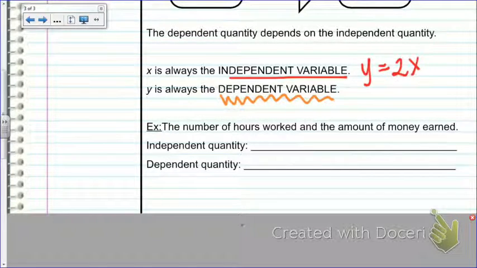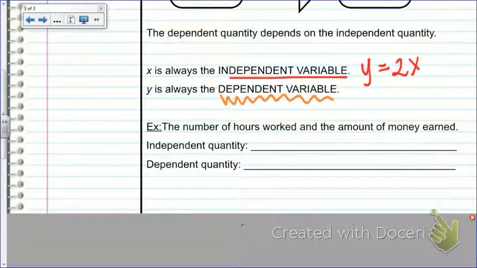What is it that is affecting the other? Or, in other words, what do you have control over? Do you have control over the number of hours you worked? Or do you have control over how much money you earn? Tell your neighbor. Let's think about the situation. You as a worker can't say, well, I want to earn $50 this week, so I want to earn $50 and that's all I'm going to work. You can't earn the money unless you do the work, right? So the amount of time that you work is determining how much money you make.